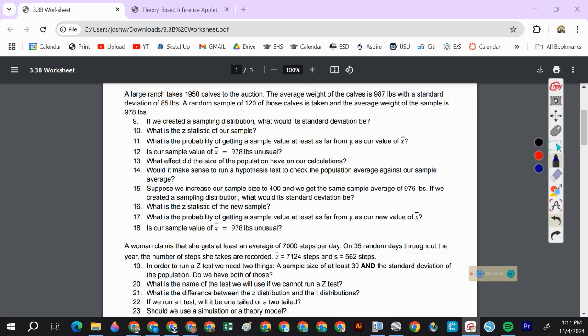Okay, 14. Would it make sense to run a hypothesis test to check the population average against our sample average? Should we set up a mu and a null and an alternative using mu and test it? No. Why, Jacob? It doesn't make any sense here. What is the point of a hypothesis test? To see if the original claim was true, right?